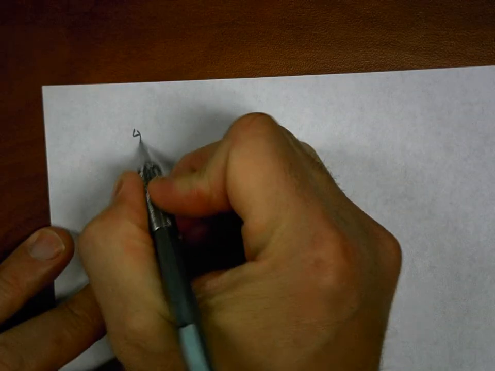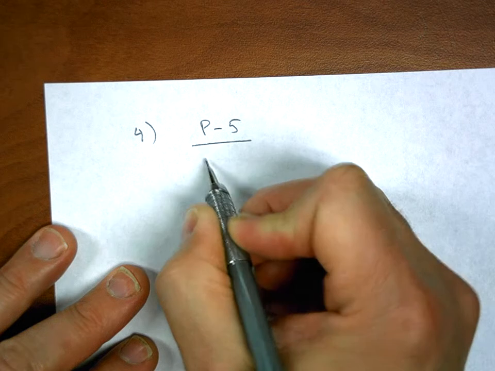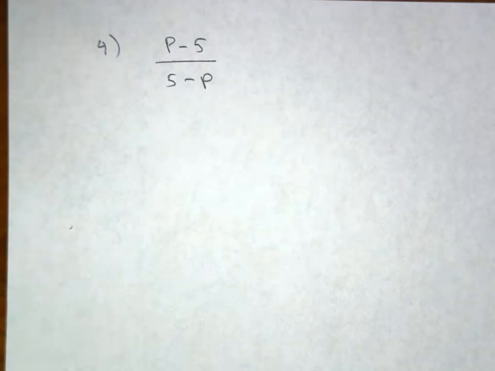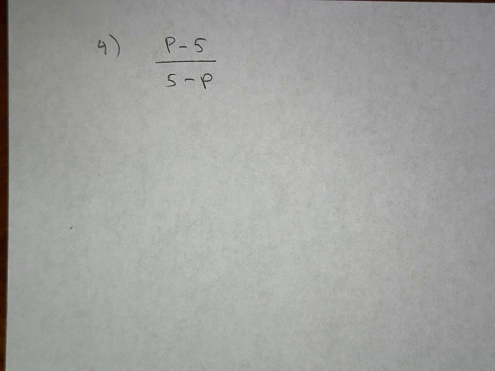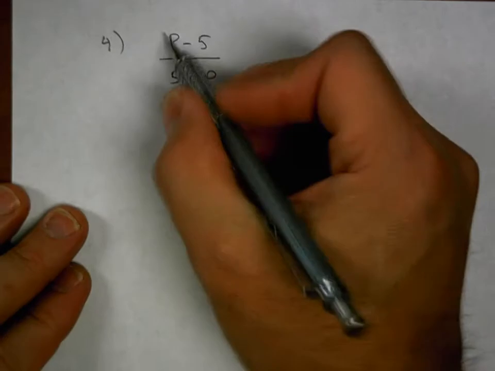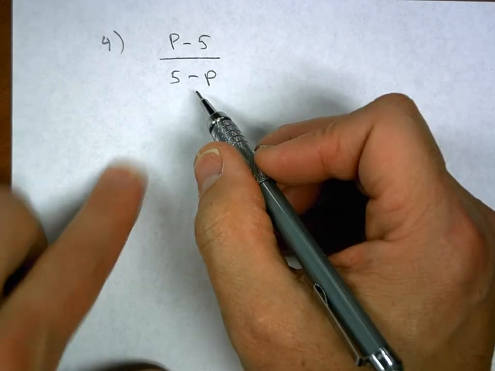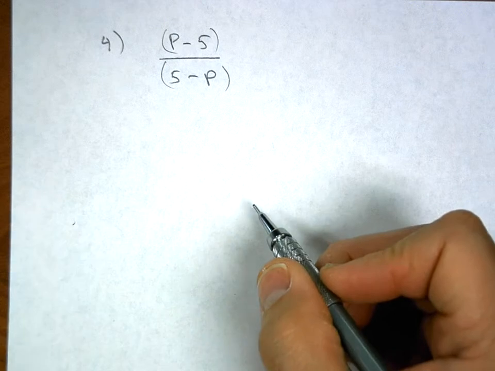Okay, let's look at another one. Number 4. P minus 5 over 5 minus P. We want to reduce this. Well, we know we can't reduce the P's out like that, just because they're terms. But we can take out a negative. So go ahead and put parentheses around these. It looks better.